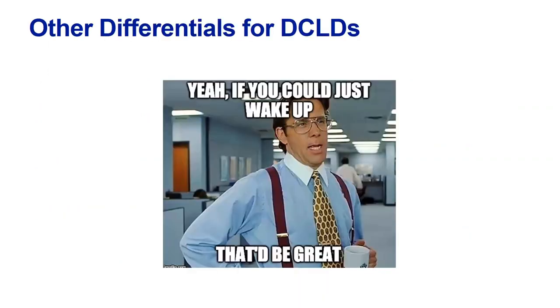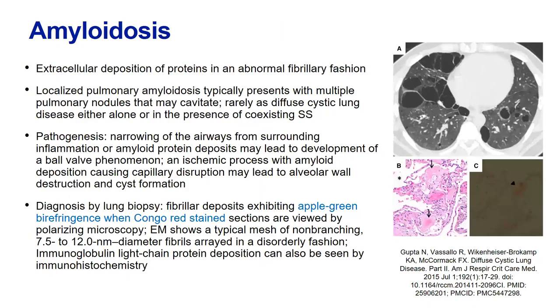So we did the four main cystic disease differentials, and now we're going to breeze through some of the others with what time we have left. So amyloidosis. This occurs because you have this extracellular deposition of proteins in an abnormal fibrillary fashion, and it can be diffuse or systemic versus localized. When patients have localized pulmonary amyloidosis, they tend to have multiple pulmonary nodules that can cavitate. And some subset of them will present with cystic lung disease as shown in the imaging.